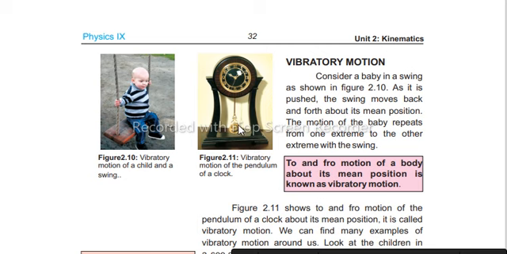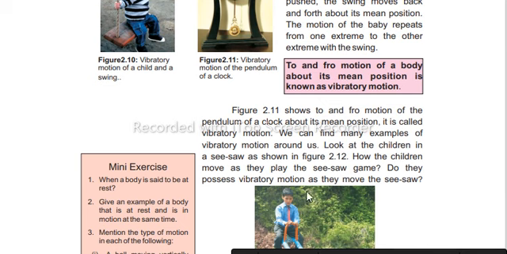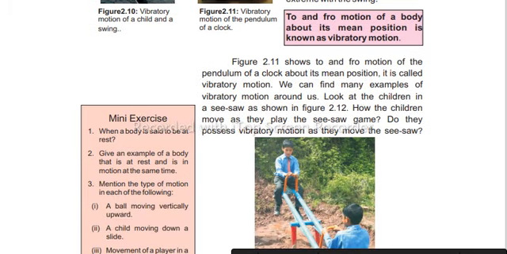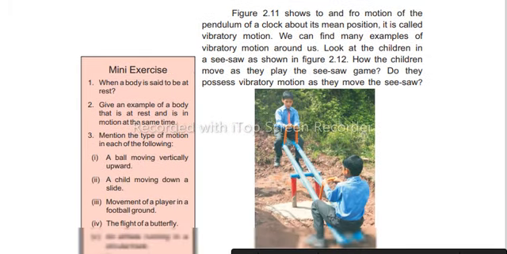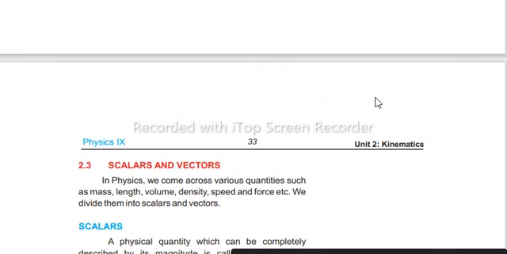Also the motion of a pendulum is vibratory motion. Figure 2.11 shows the to and fro motion of the pendulum of a clock about its mean position, which is also called vibratory motion. We can find many examples of vibratory motion around us. Look at the children on a seesaw in figure 2.12. This is also a vibratory motion. How do the children move as they play the seesaw game? They possess vibratory motion as they move the seesaw.